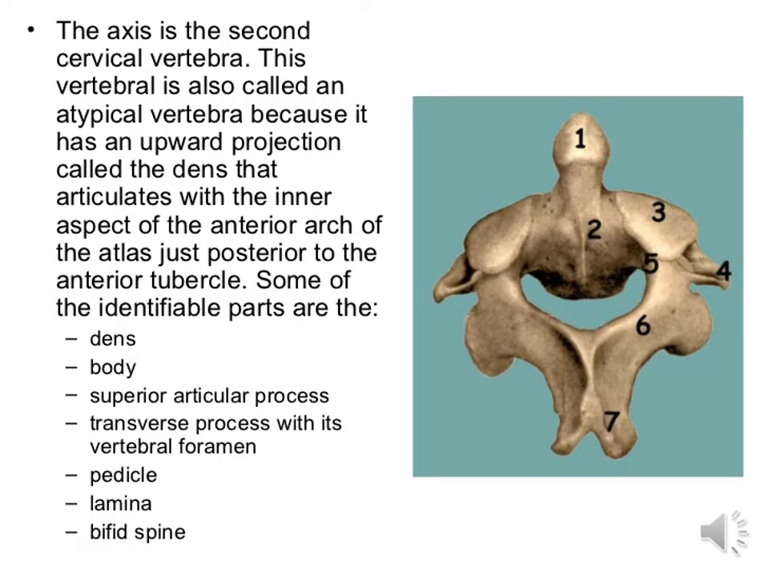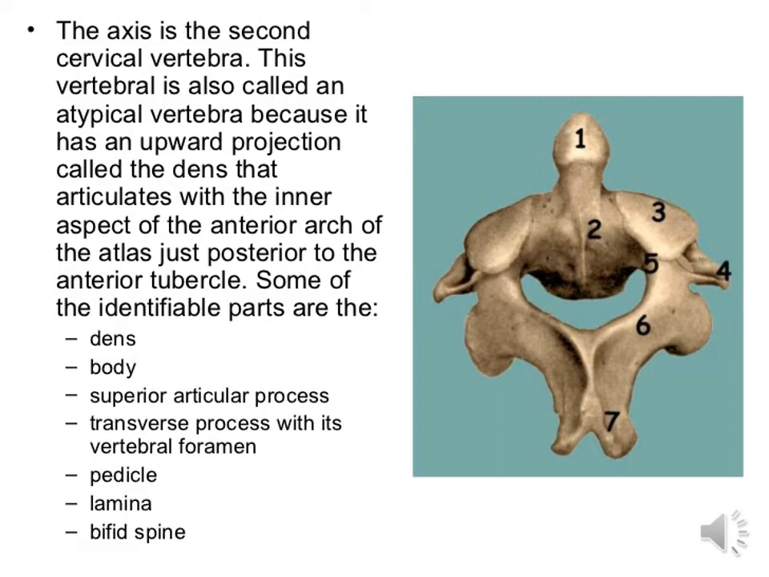The axis, the second cervical vertebra. This vertebra is also called an atypical vertebra because it has an upward projection called the dens, that articulates with the inner aspect of the anterior arch of the atlas, just posterior to the anterior tubercle. Some of the anterior part of the second cervical vertebra, we can see in this figure.